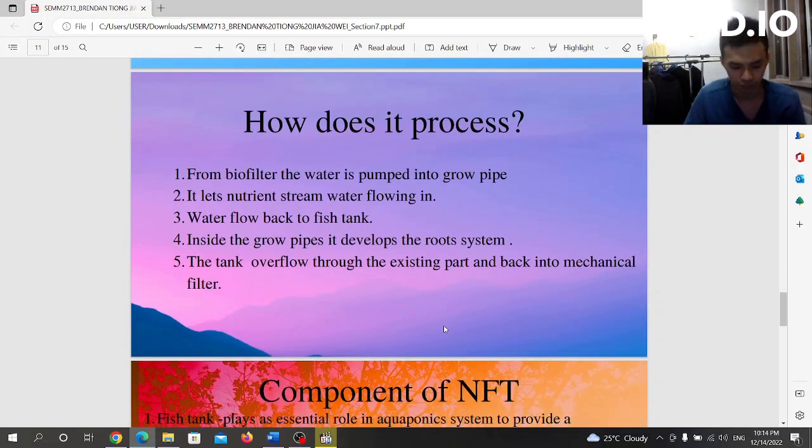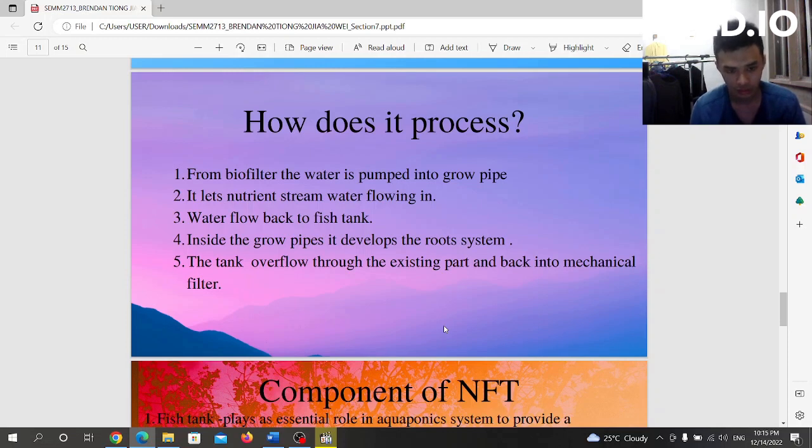How does this work? Normally in the NFT aquaponic system, the water is pumped from the biofilter into the grow pipe with a small, equal flow that creates a shallow stream of nutrient-rich water flowing along the bottom. The grow pipe contains holes along the top into which the plants are placed. Upon exiting the grow pipe, the water flows back into the fish tank. As plants consume the nutrient-rich water, they develop a root system inside the grow pipe. The roots also clean and filter the water before it flows back into the fish tank.